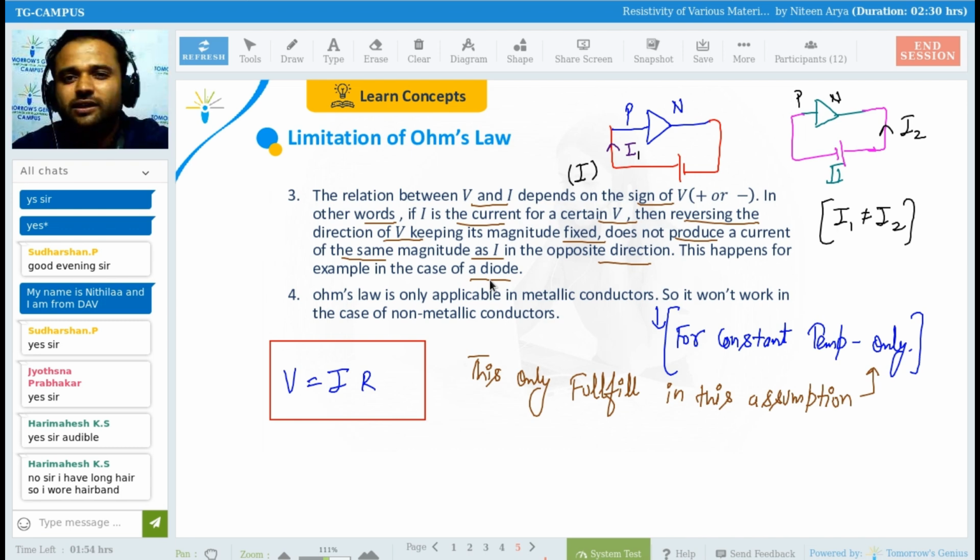Because I have told you since the beginning, in physics or in PCM, I don't know much about chemistry, but I know about physics and maths as well. You cannot learn anything. Anything means anything. If you try to learn by rote, believe me, beta, you are neither going to score well, nor going to understand anything.